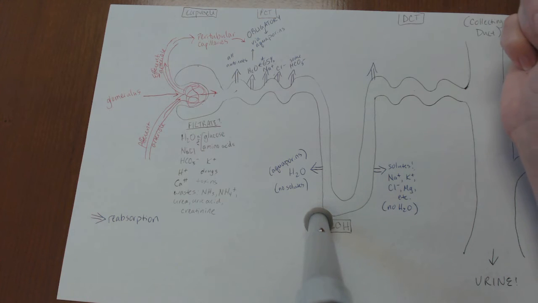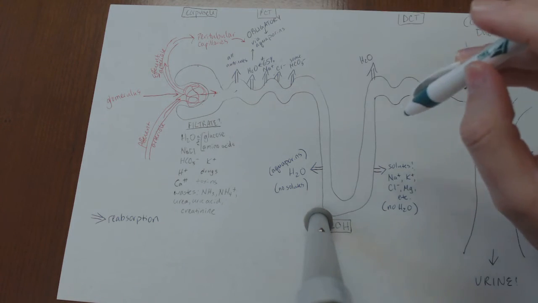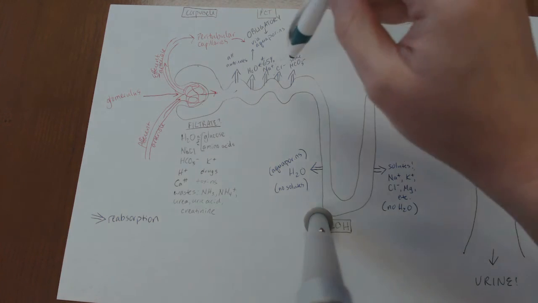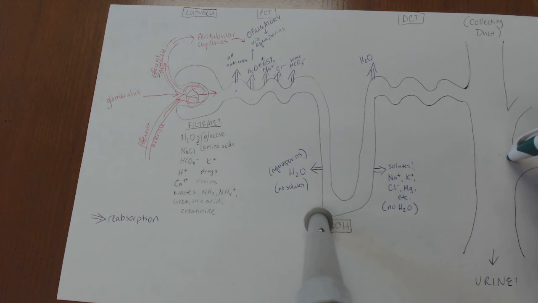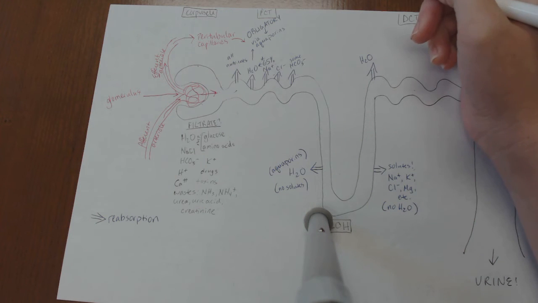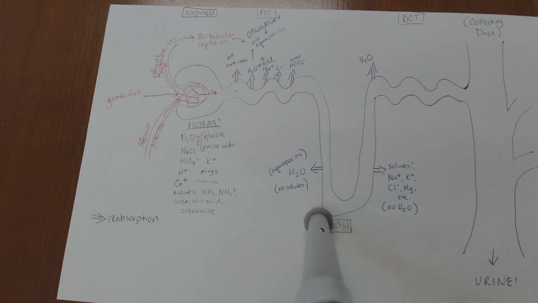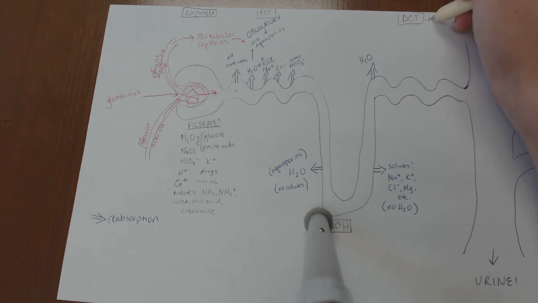Are we going to do water again? Oh yeah, water is going to be reabsorbed in all 4 places: PCT, loop of Henle, DCT, and even the collecting duct. So water for sure, but I want to make sure that everyone knows that at this DCT, we have to remember the hormones, because the reabsorption and secretion here is hormonally regulated.